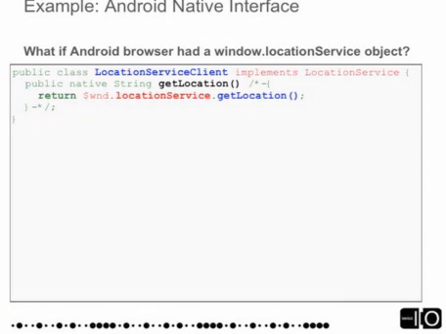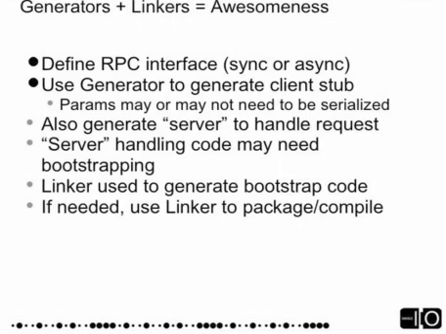How do we do it, and can we do it automatically so that you actually don't have to delve into too many internals? Well, the way we're going to do it is we're going to combine one new feature of GWT 1.5 with an old feature of GWT. So we're going to combine generators plus linkers.